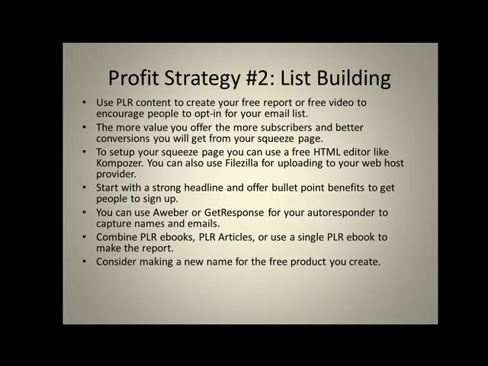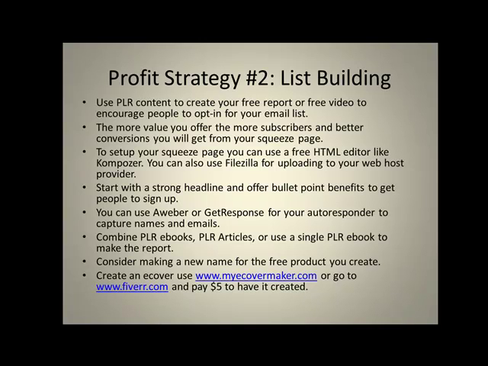Combine your PLR ebooks, PLR articles, or use a single PLR ebook to make this report, just like we talked about earlier. And consider making a new name for the free product you create. That way, you're going to get more opt-ins because it's not going to be something that somebody else may happen to stumble across. So create an e-cover. For it, you can actually use a software called myecovermaker.com, or you could go to 5rr.com and pay $5 to have it created for you. So that is certainly an option. Or you can use myecovermaker.com to go ahead and create those e-covers.